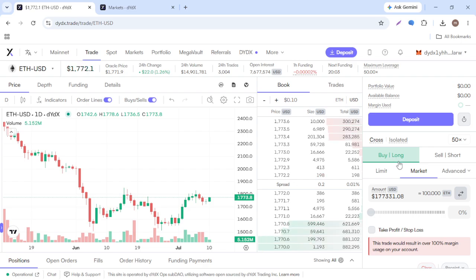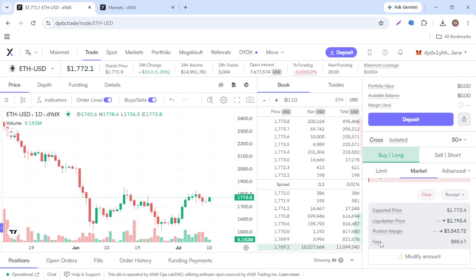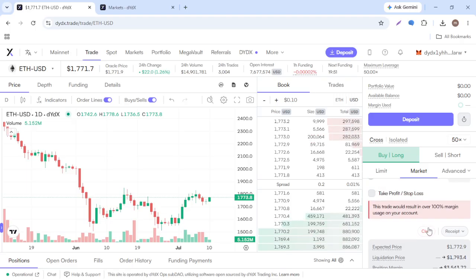dYdX displays an estimate of the fees that will apply before you submit your trade. This estimate is based on your order details and your current fee tier, giving you an idea of what you'll pay if the order is executed.